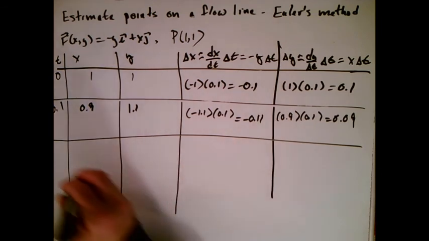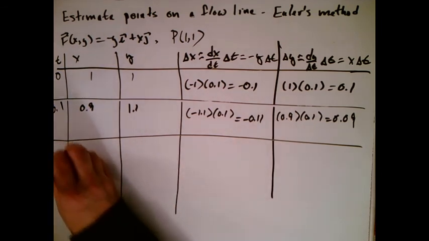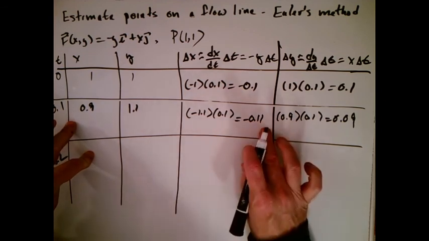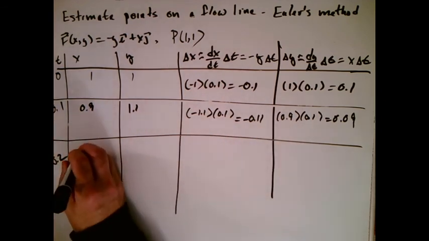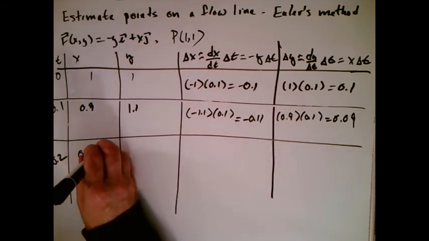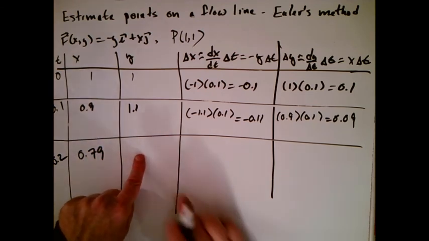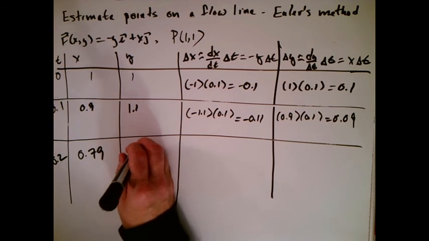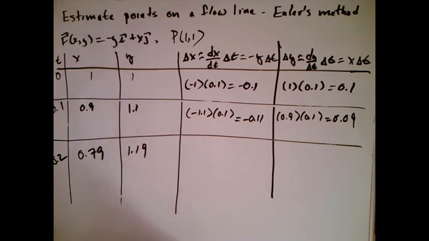And what happens? Well, no one said to stop, so we keep going. My new x value is going to be my old x value plus how much it changed, so this is going to be something like 0.79. My new y value is my old y value plus how much it changed, and that's going up to 1.19. And you can see, you can just keep going on. And if you're doing a spreadsheet, this just drags down beautifully.